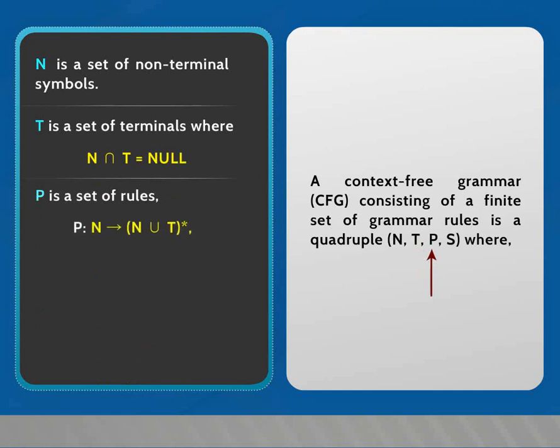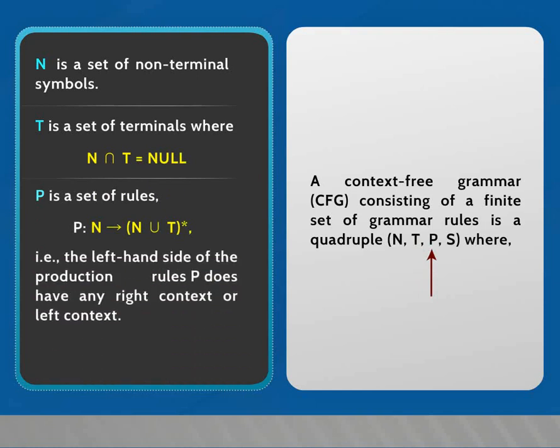P is a subset of N times (N union T)*, that is, the left-hand side of the production rules P does not have any right context or left context. S is the start symbol.